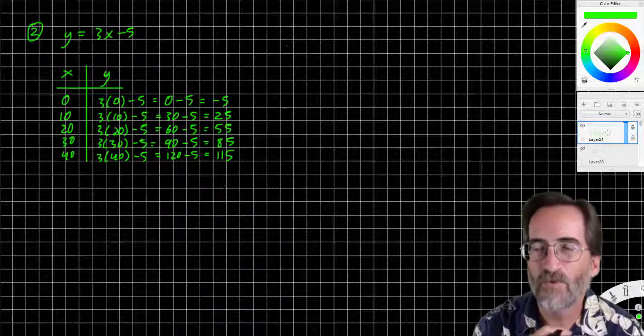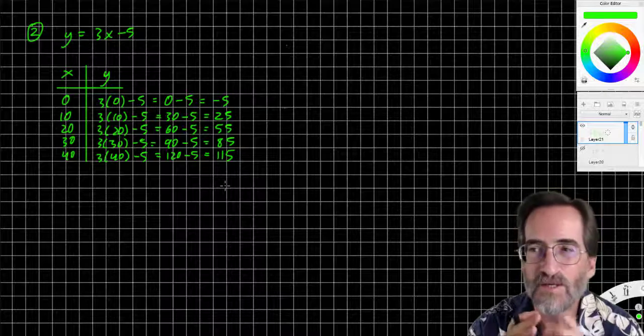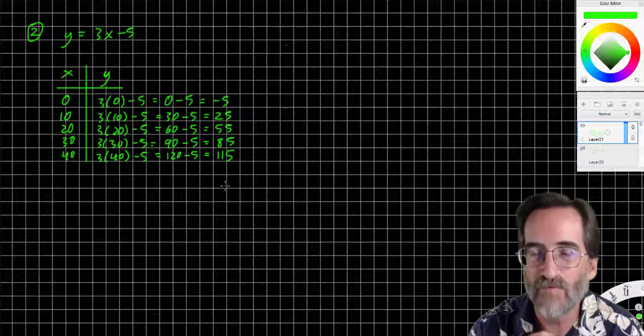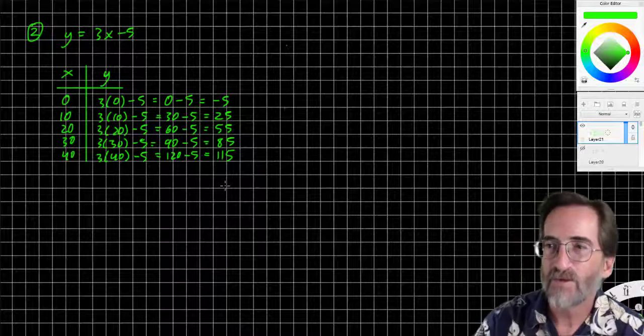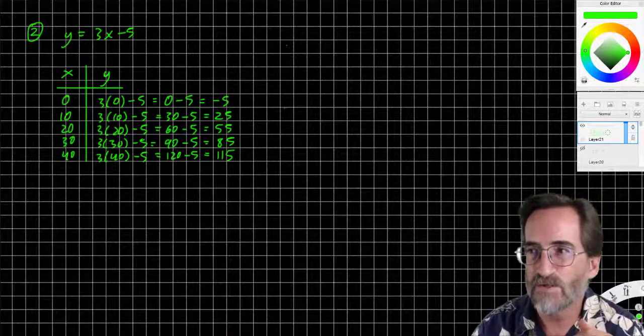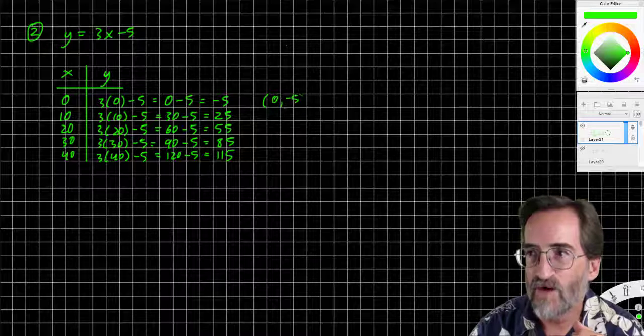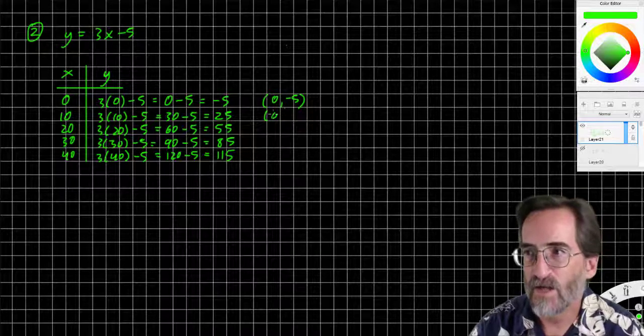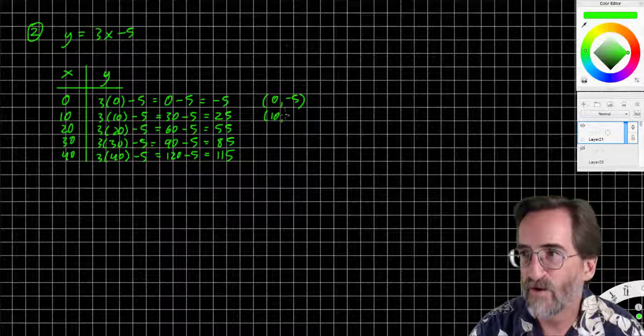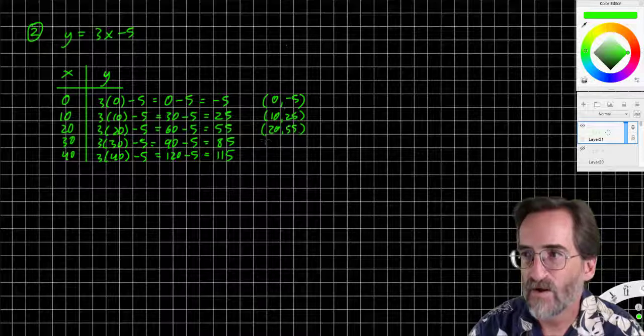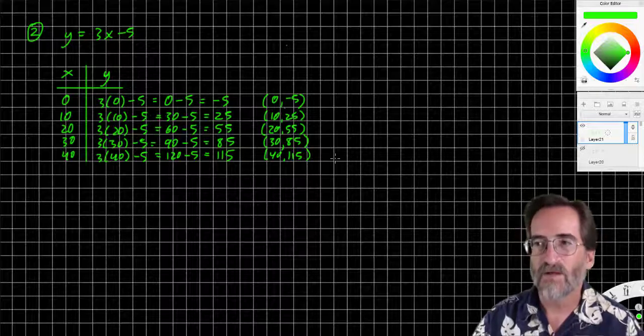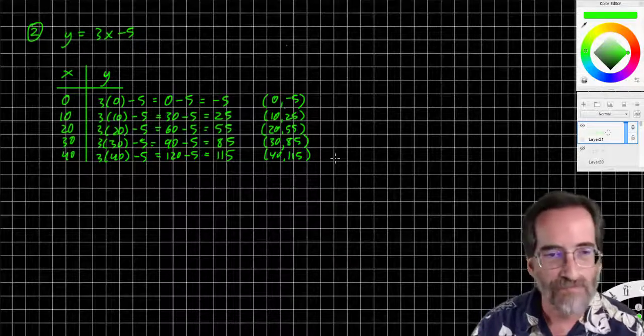I know I'm going a little quick, but it's review, and it's also by way of introduction. You'll get more detail in the lesson, but you can see how we generate all of these points. These correspond to the points (0, -5), (10, 25), (20, 55), and (40, 115) on the graph. If you're taking notes and need to pause the video, go ahead and do so anytime.